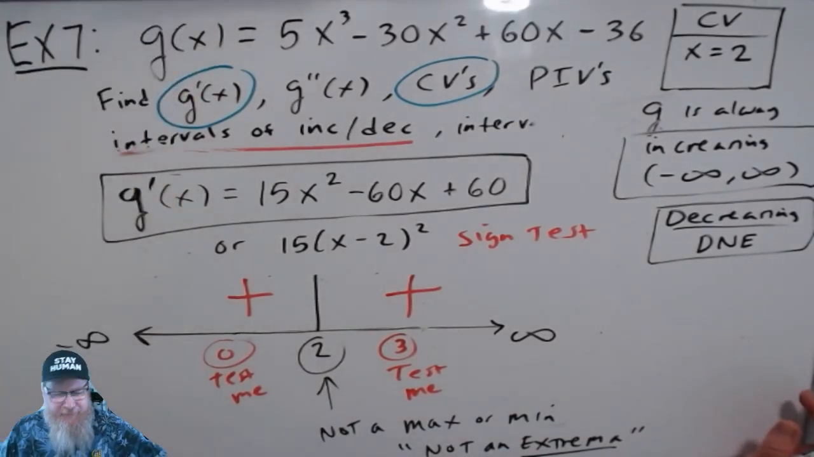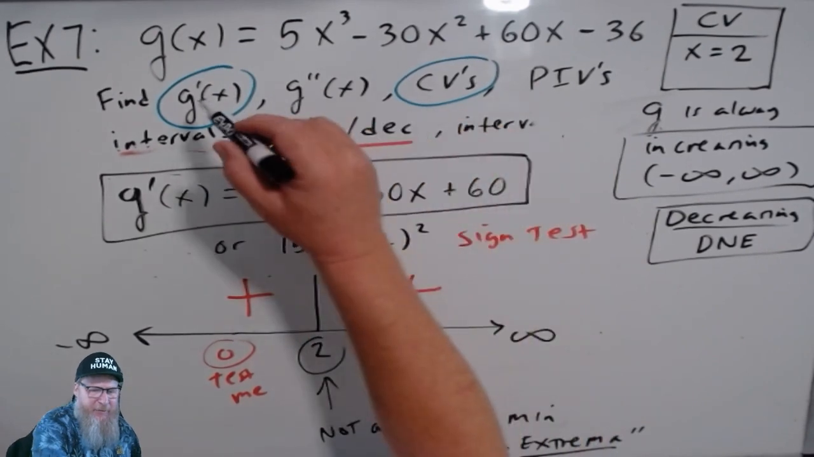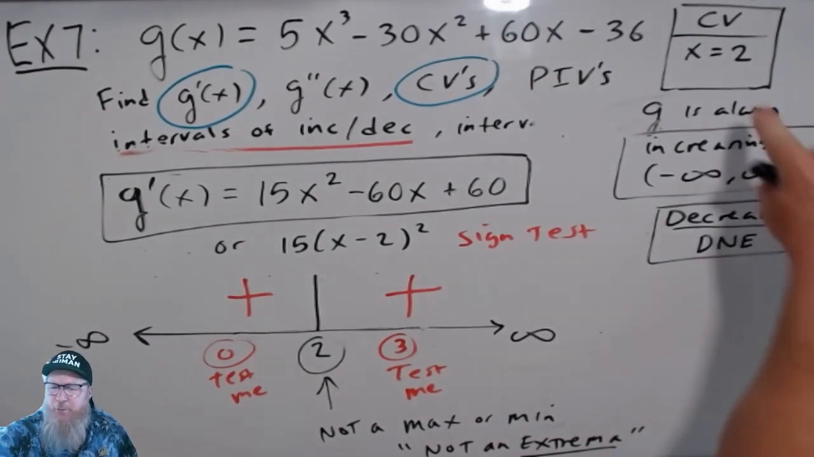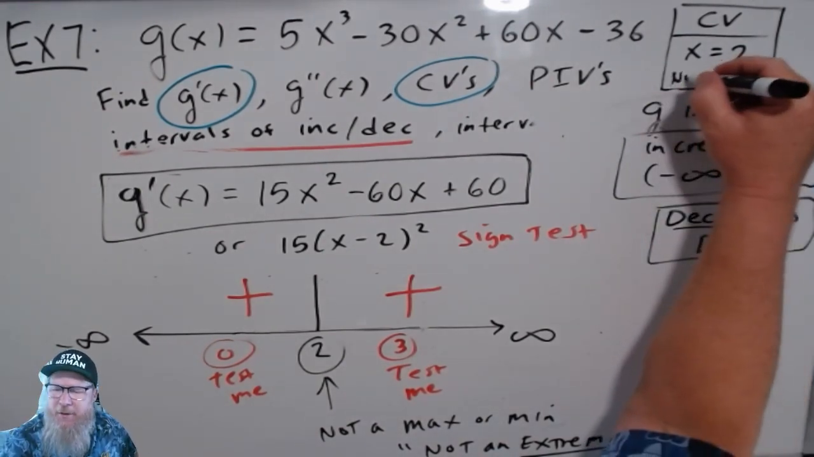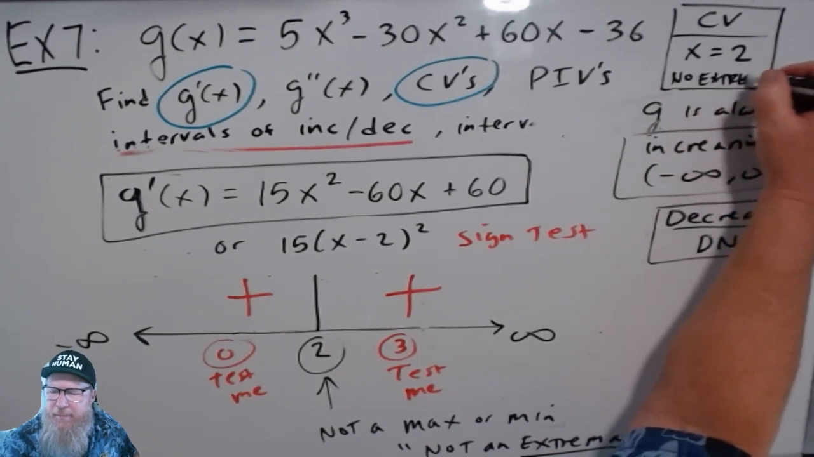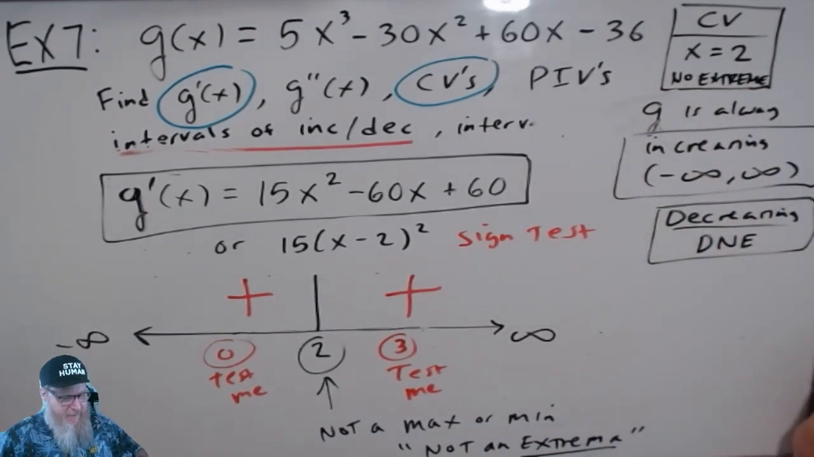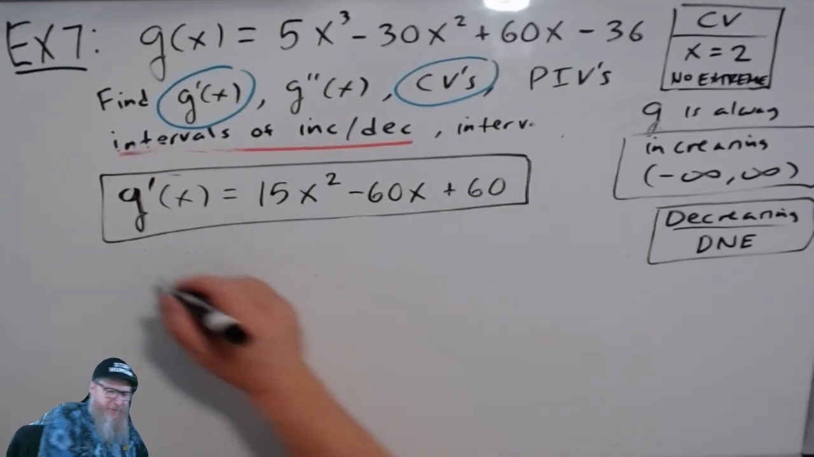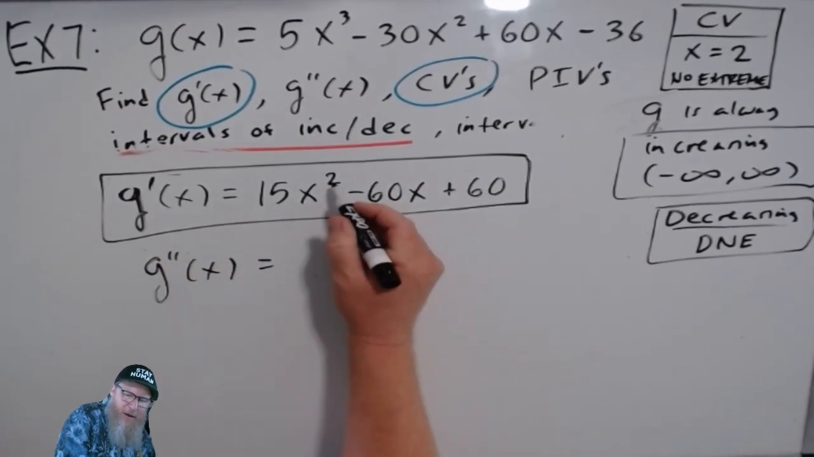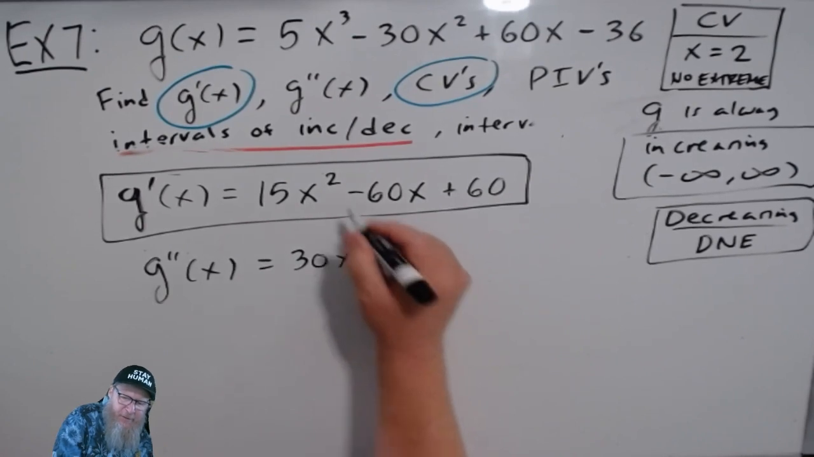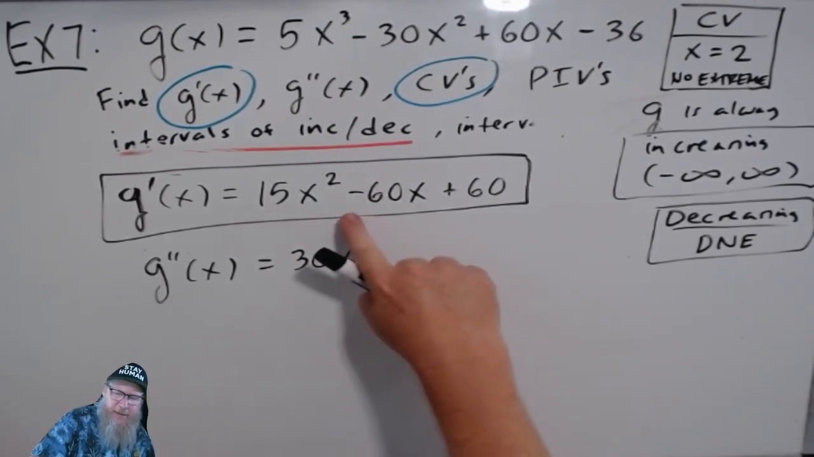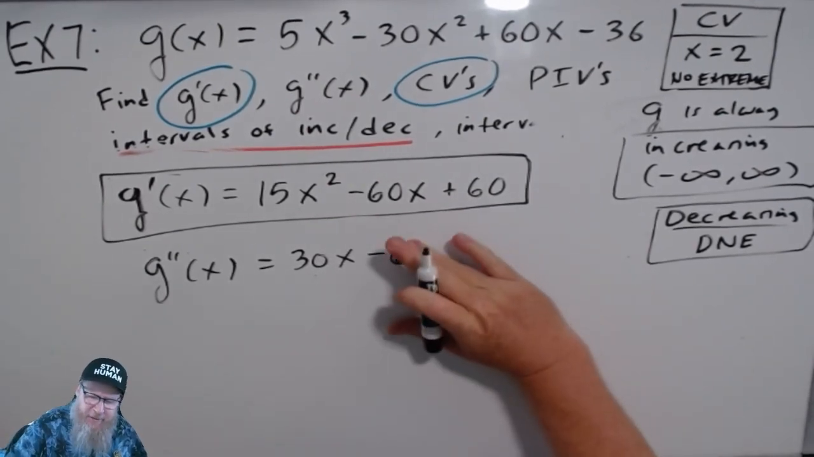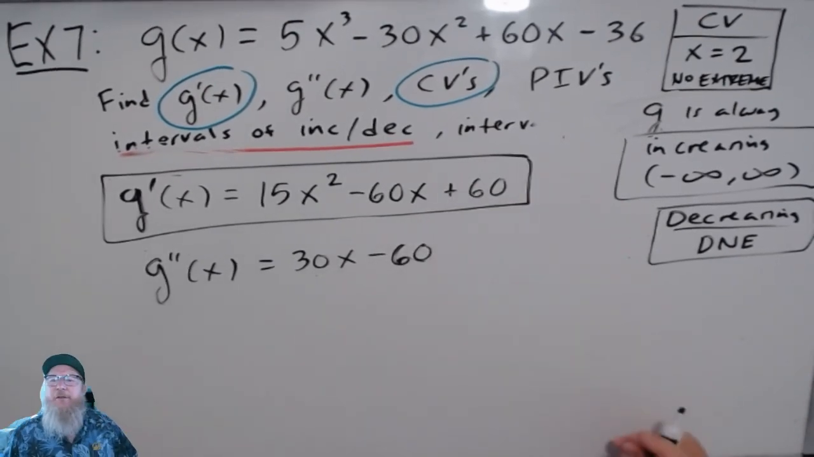All right, that's it for that. So we've done first derivative, the test, critical value, and intervals of increase and decrease. And we do not have a max or a min, so no extrema. Or I could just say extreme. All right, let's move on to the second derivative. g double prime, so multiply by 2, subtract 1, so 30x. And then the derivative of negative 60x is just negative 60. And the derivative of the constant is 0, so it's gone.